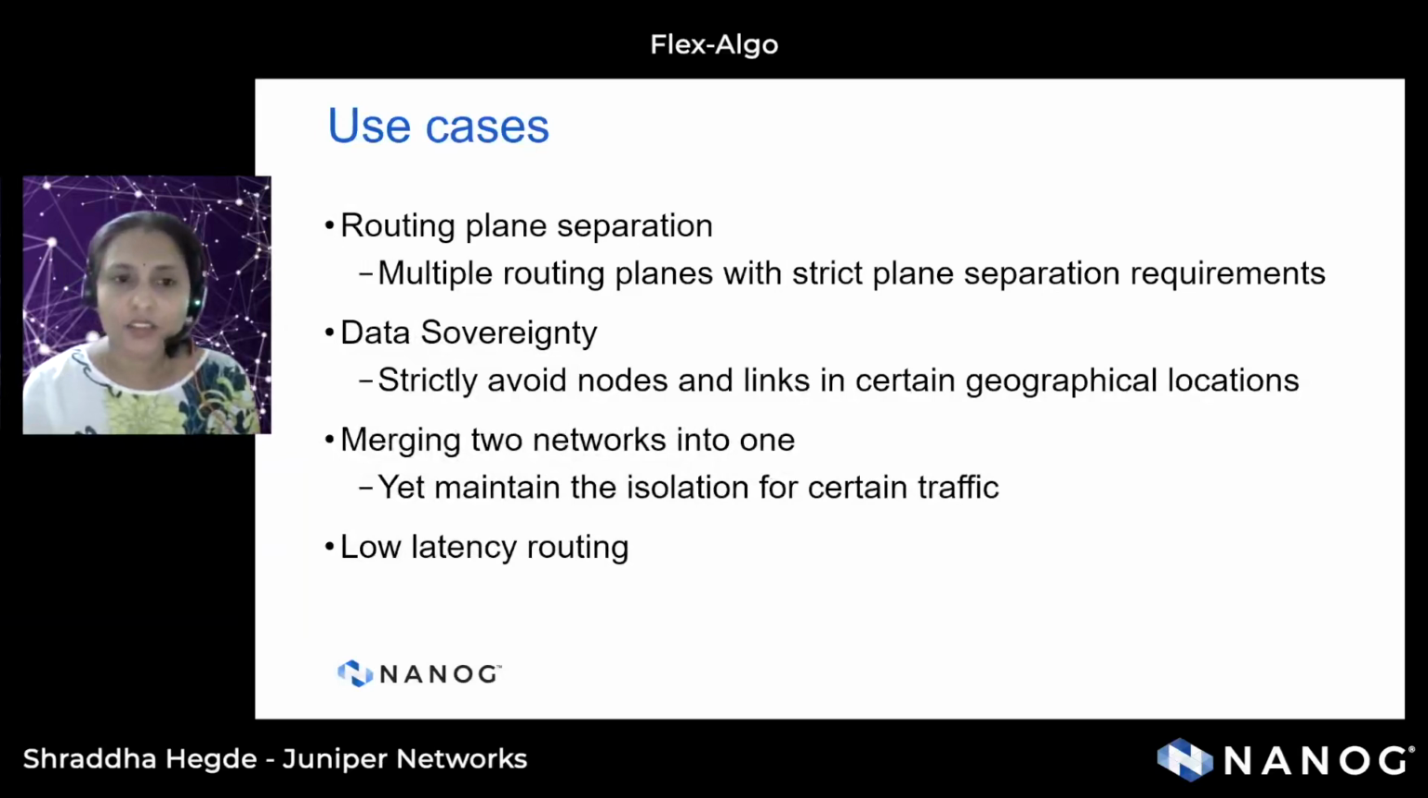So another interesting use case is the low latency routing. For certain traffic, you may want to use low latency routing, and for certain other traffic, the normal low cost routing. So the low latency routing can be in a flex algo, and that uses latency metric to calculate the path, and so gives you an end-to-end low latency path.